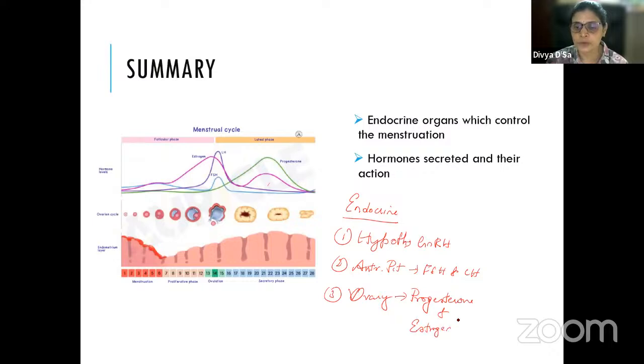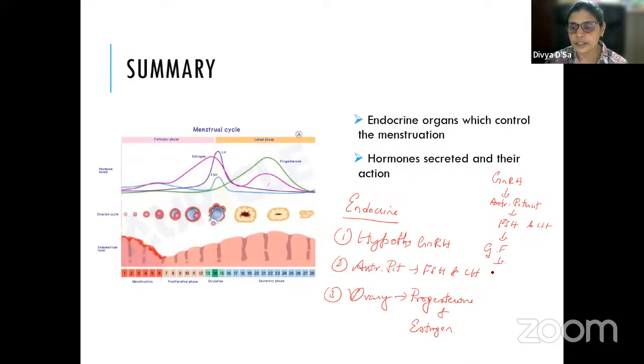So how is the mechanism now? The hypothalamus secretes the gonadotropin releasing hormone, which will act on the anterior pituitary. The anterior pituitary will release both FSH and LH. Initially the levels are lower. First FSH will cause the follicles to grow, maturation of the follicles. So FSH causes maturation, and finally the Graafian follicle is formed.